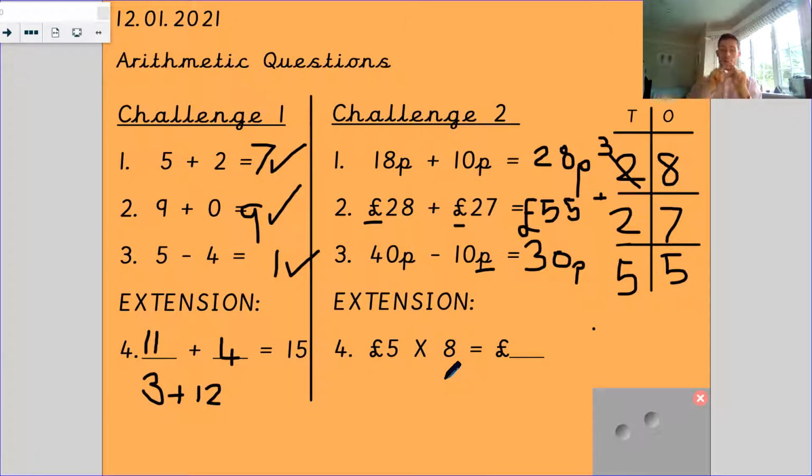So I'm going to go 5. Let me get a bit closer so you can see. 5, 10, 15, 20, 25, 30, 35, 40. So that's 8 times I've counted, and I've counted in my 5s. So it's going to be 40. And thankfully, I've already got my pound sign there, because otherwise I'd get the answer wrong. It would need to be £40.